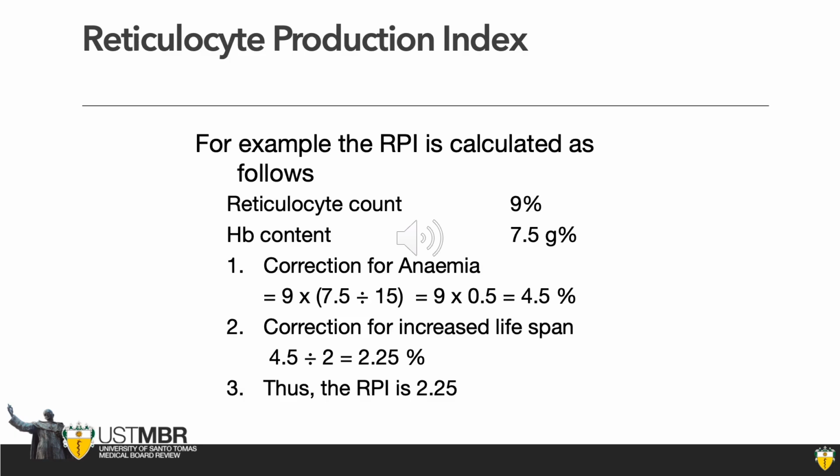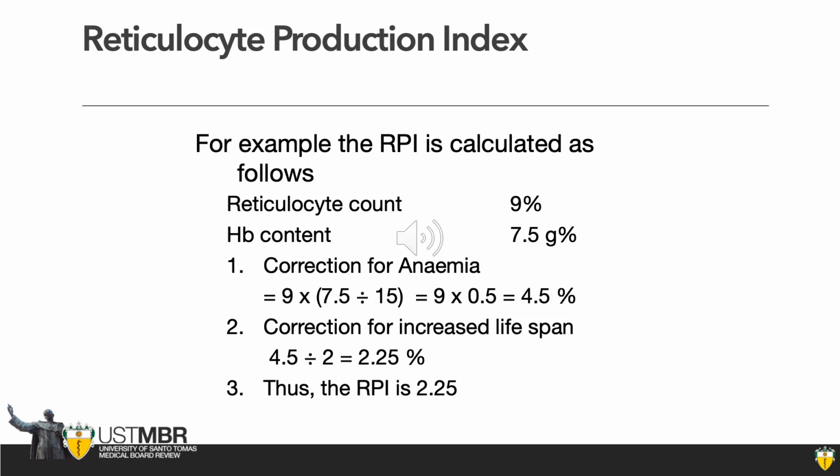The formula is shown in this slide. You need the reticulocyte count in percent, the hemoglobin of the patient and the normal hemoglobin or average normal hemoglobin, or you can also use the hematocrit of the patient and the normal hematocrit. So for example, we have an anemic patient with a hemoglobin of 7.5 grams per deciliter and a reticulocyte count of 9%.